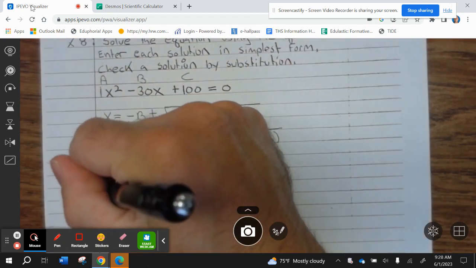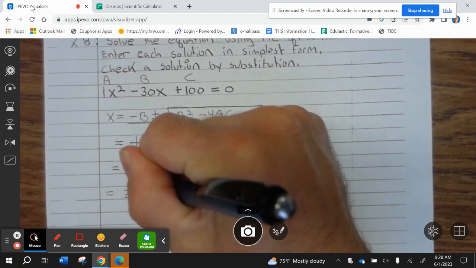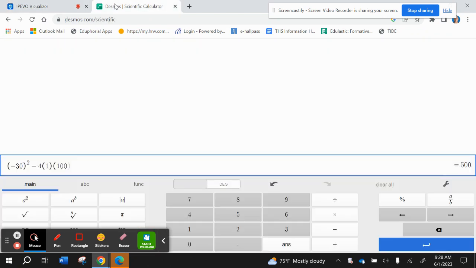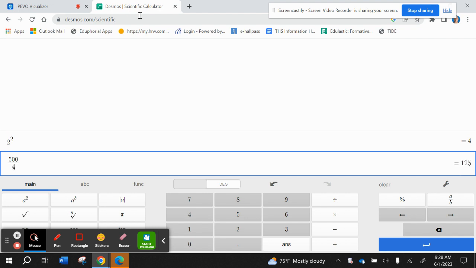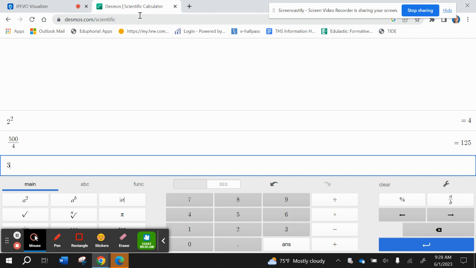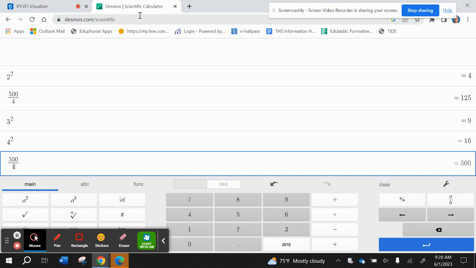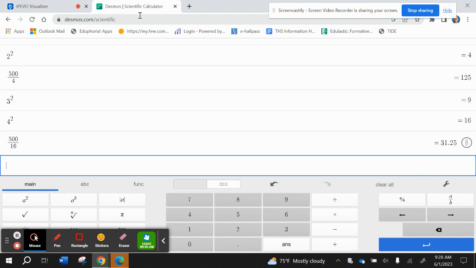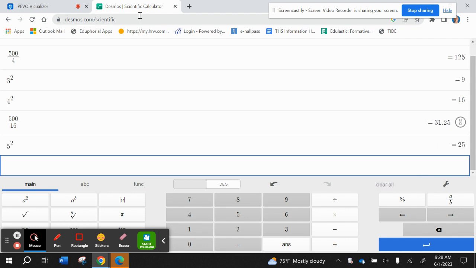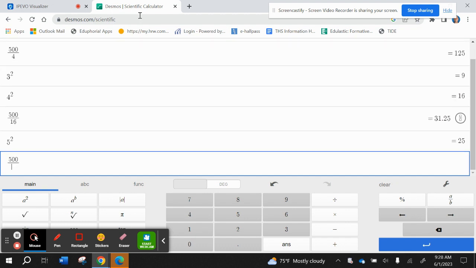Now, we have x equals 30 plus or minus. We need to see if we can reduce that square root. So let's do 2 squared. 500 divided by 4 works, but let's see if we can go further. 3 squared's not going to work. 4 squared might work. Let's try 500 divided by 16. That didn't work. 5 squared has a good chance of working. Let's do 500 divided by 25. That's 20. So far that's our best option, but let's go a little further.